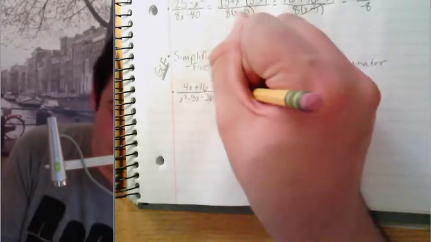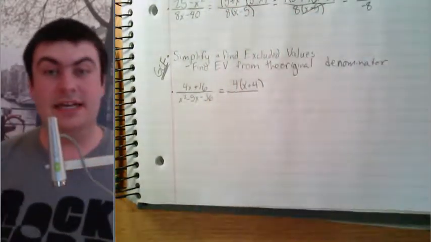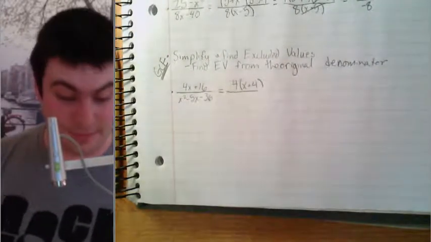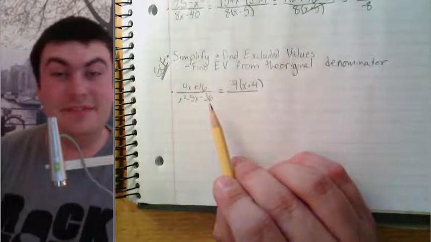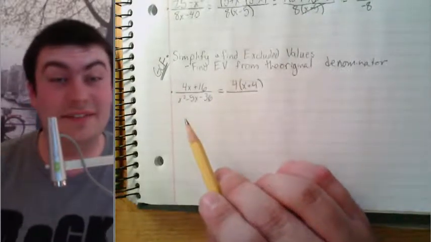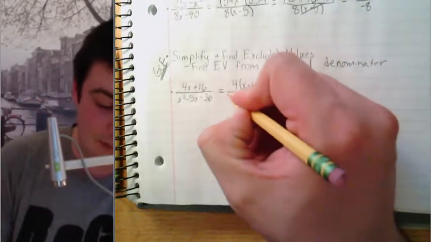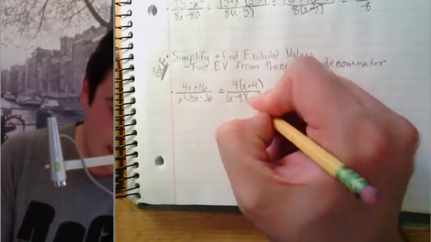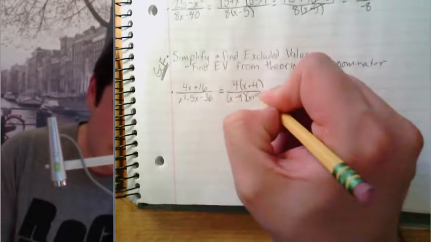Then in the denominator, think what multiplies to negative 36 that adds to negative 5. Well, what multiplies to negative 36 that adds to negative 5? We have x minus 9 times x plus 4.